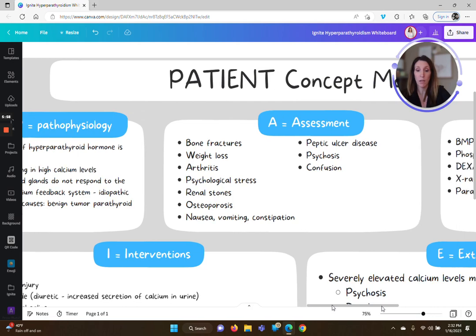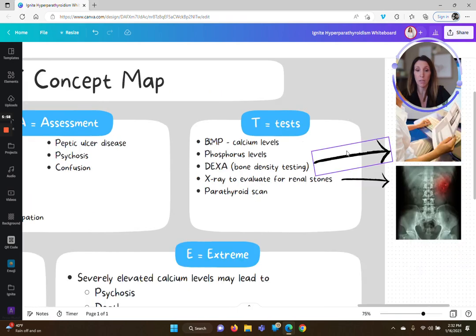Now we will move over here to T for tests. We are going to check a BMP, which is a common test that we do on patients to check the electrolyte levels. So the BMP is going to give us that calcium level, and that's the main thing we're looking for in hyperparathyroidism. And then the phosphorus level, we do have to order that separately. That doesn't come on our BMP, but we're looking for that to be low because it's the opposite of whatever the calcium is in hyperparathyroidism. The calcium is high, so the phosphorus is going to be low. And then a DEXA scan, which measures bone density, all right?